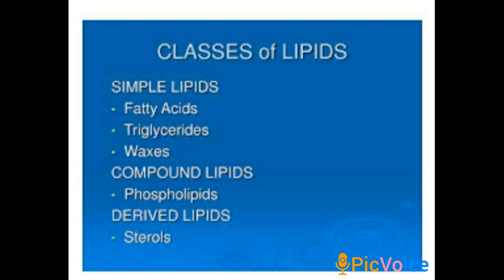Derived lipids are the substances which are derived from hydrolysis of simple lipids and compound lipids. And then coming to steroids, these are the fat related substances containing sterols. Most important is cholesterol, most abundant in brain, nervous tissue and skin. Sterols of vegetable origin are called phytosterols. For example, stigmasterol found in soybean oil.